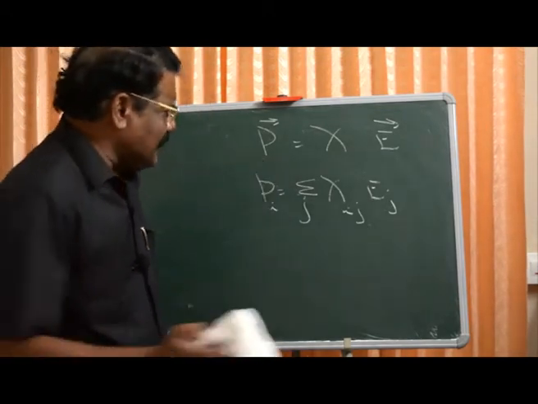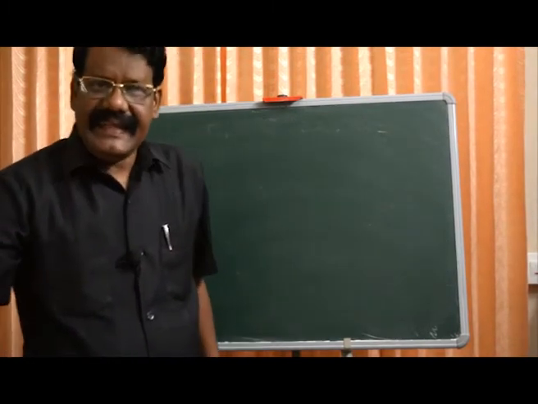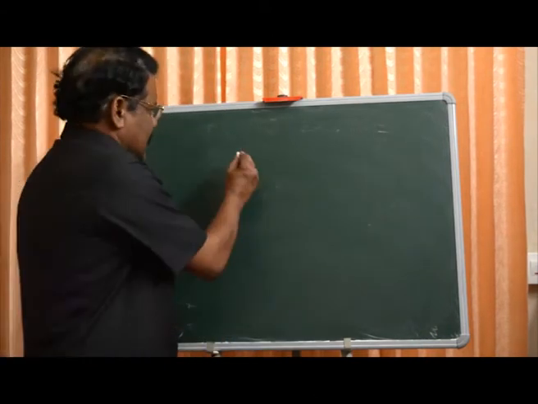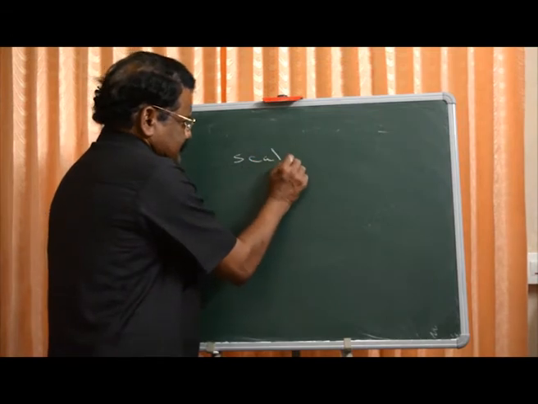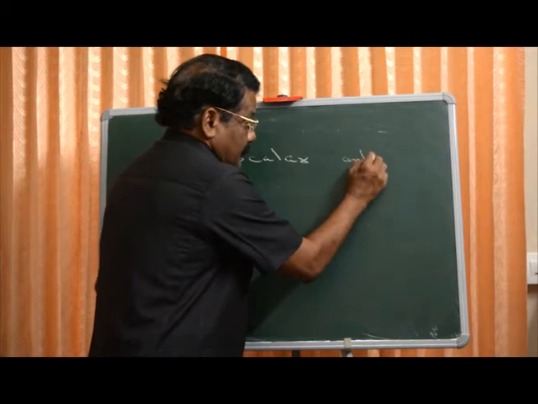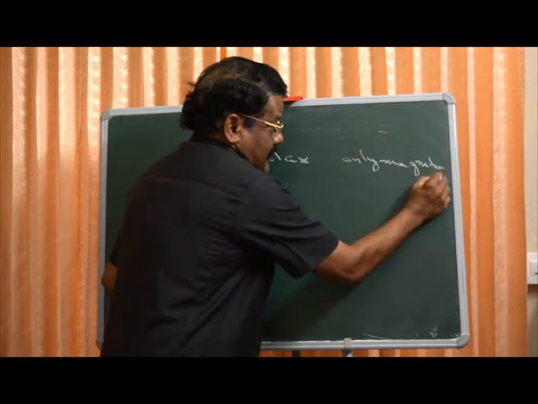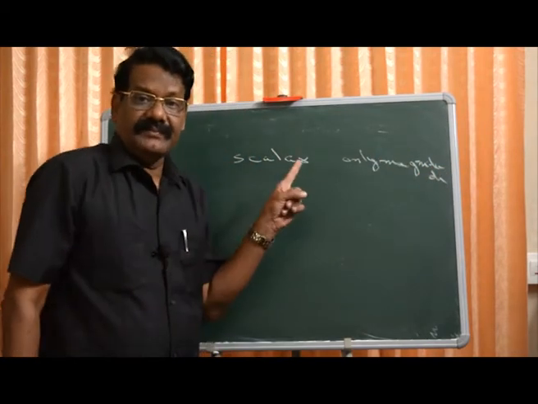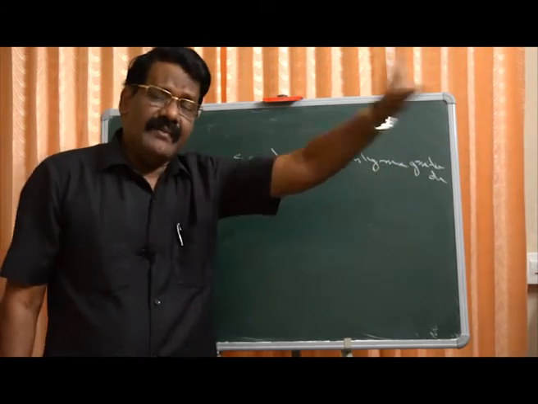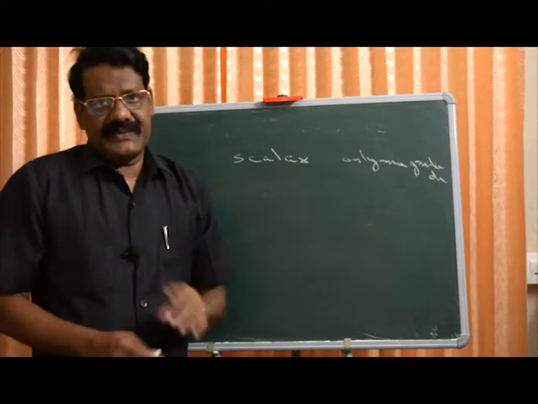So now we can differentiate between a scalar, a vector, and a tensor. A scalar is a quantity having only magnitude in all dimensions. It's a very important thing. A scalar is a quantity having only magnitude in all dimensions: in 1 dimension, 2 dimensions, 3 dimensions. If it is a scalar, it has only one component.